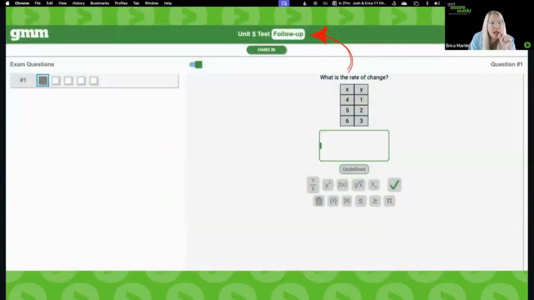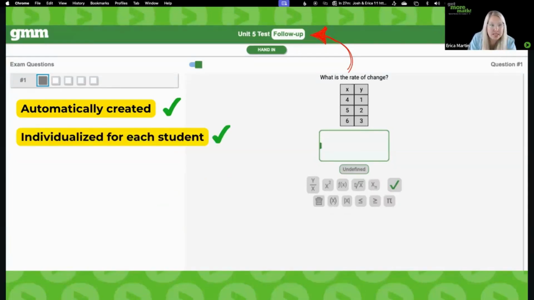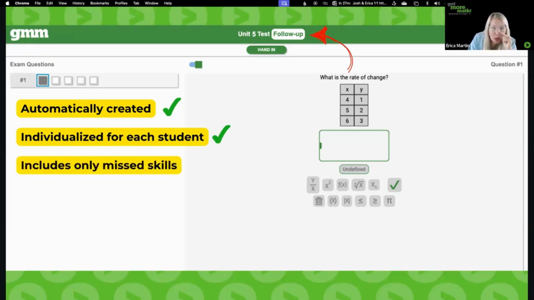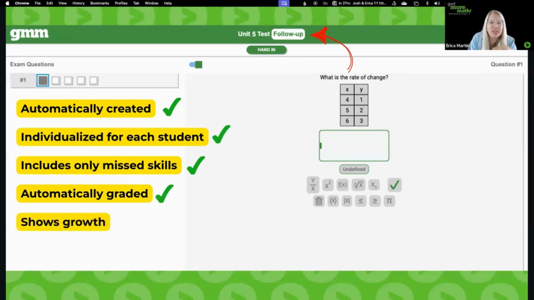Perfect. As soon as your student completes that, Get More Math will again automatically create a specifically designed follow-up test for each student. Specifically designed how? Well, it's only going to include the skills they missed on the original exam. So remember, Carol missed 5 questions. How many fresh new questions do you see up there? Only 5. This is perfect. Get More Math will automatically grade it for me, and it gives my students a chance to show growth.